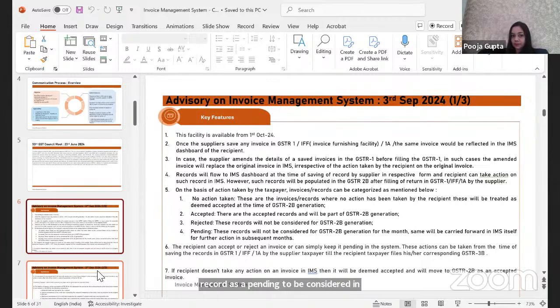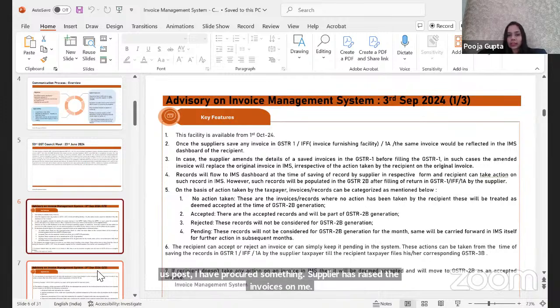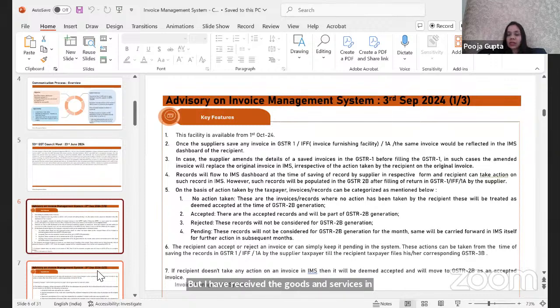Let us suppose I have procured something, and the supplier has raised an invoice on me on 30th November of 10,000. But I have received the goods and services in the month of December only. As per Section 16, I am eligible to take the input tax credit only in the month of December. But it will flow to my IMS dashboard in the month of November only.